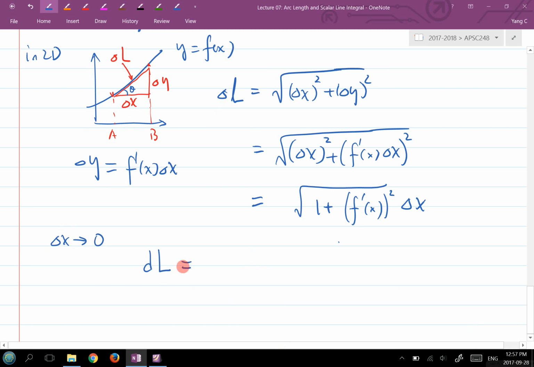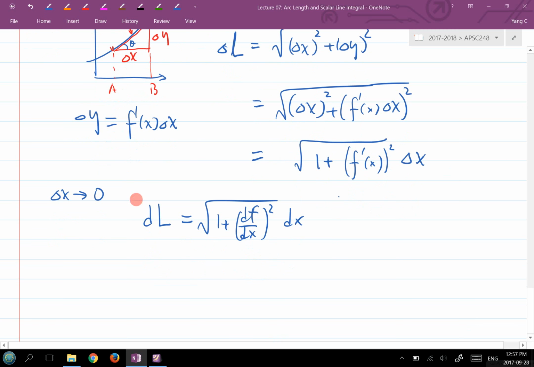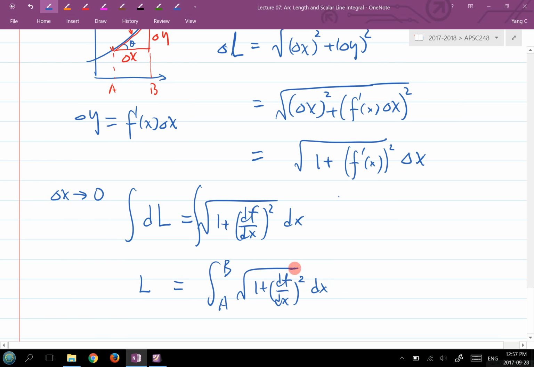So the dl will equal basically the square root of 1 plus, let's see, if I write df over dx out here, squared, times dx. So that's when it's approaching infinitesimally small. That's your dl. Then if I integrate both sides, we get the so-called arc length. So integrating both sides, we get a certain arc length equal to, from a to b, the integral of the square root of 1 plus df over dx squared, times dx. So that's the arc length.